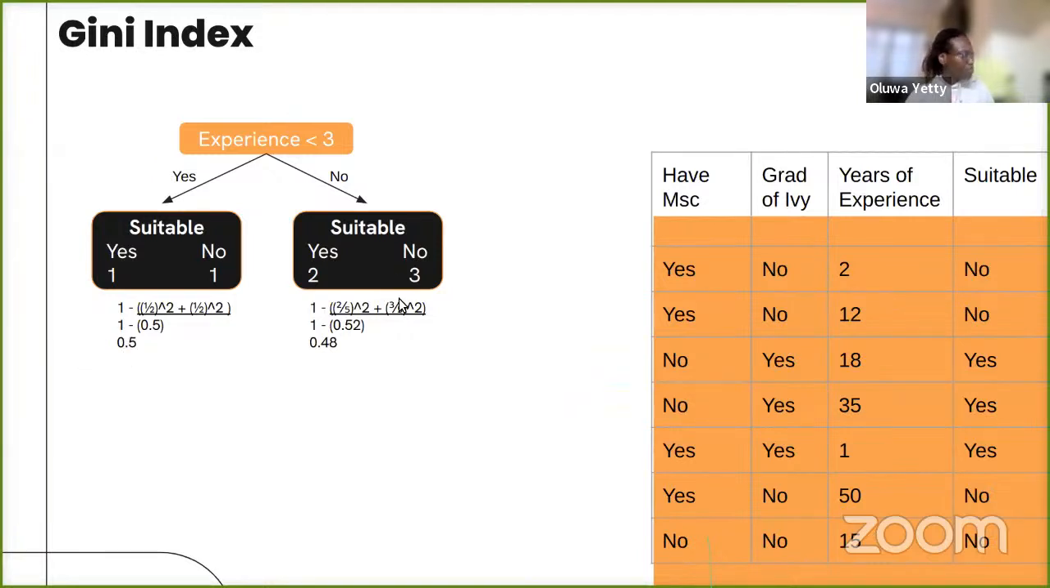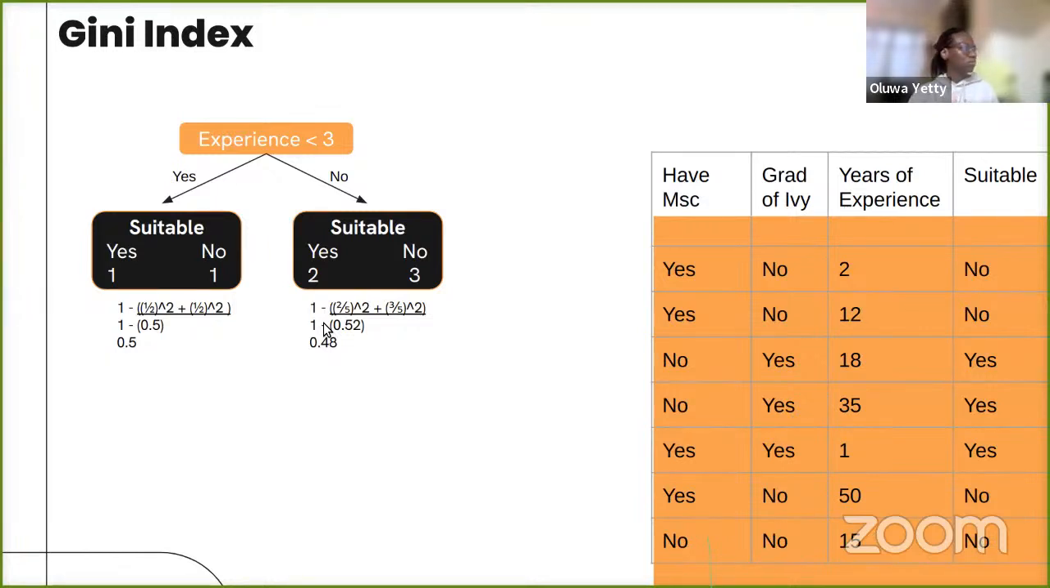Moving on to this case, we are repeating the same thing we've done here. What is the total that we have? We have 5, right? The probability of the yes is 2 over 5 raised to power 2, plus the probability of no is 3 over 5 raised to power 2. And everything here becomes 1 minus 0.52, which is 0.48.